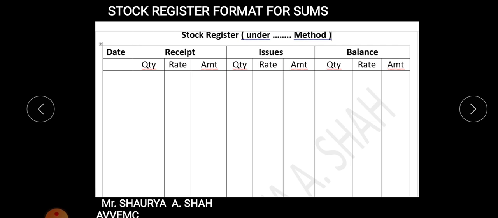So once we understand the sum, it will be very much easy for you, but at this point of time you just need to understand the concept of the format, right? I hope it is clear. So you need to prepare four main columns: date, receipt, issues and balance, and the rest three will have three columns more. Fine. So prepare the format in advance. When we do the sums in the next lecture, it will be helpful to you.